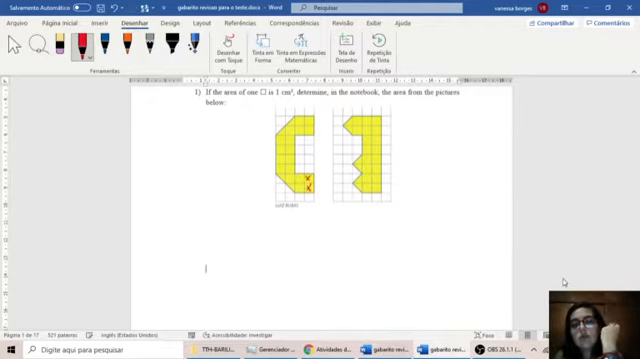Yes, 2, 4, 4, 5, 2 halves, it's like the same as 1. So 6, 8, 10, 12, 14, 15, 16, 2 halves is the same as 1, 18, 20. So this one has 20 centimeters square.